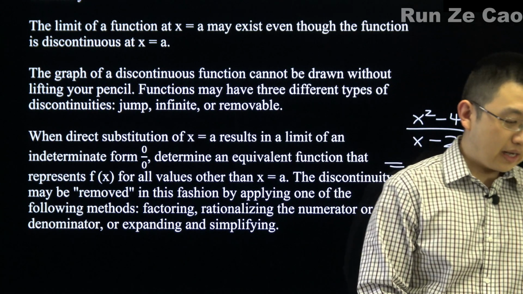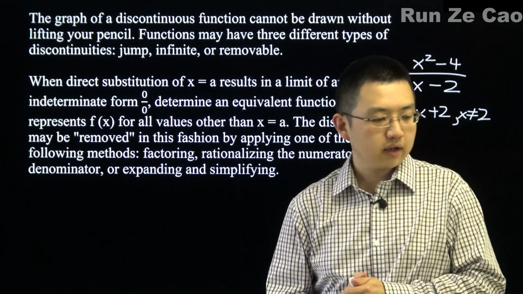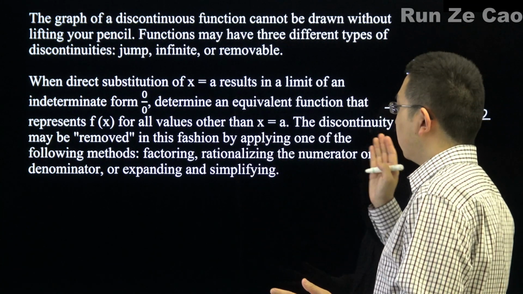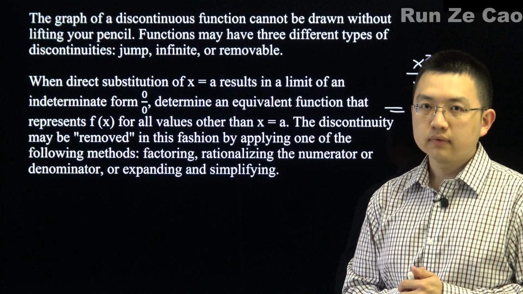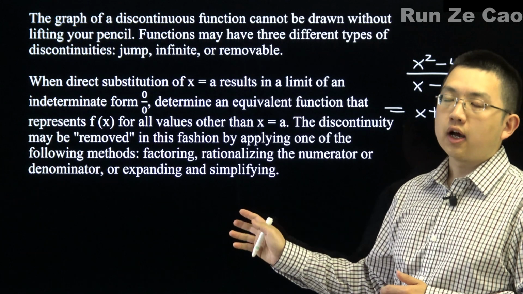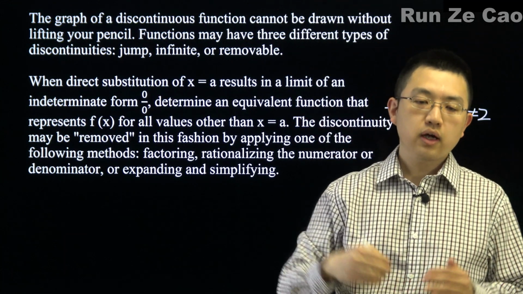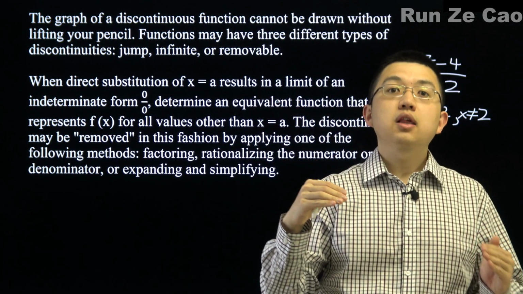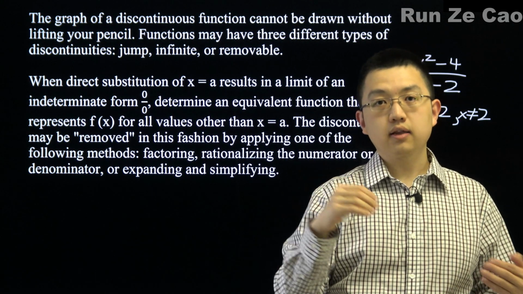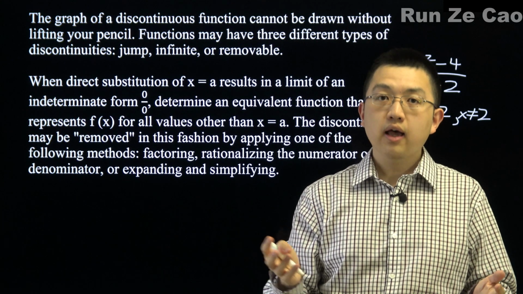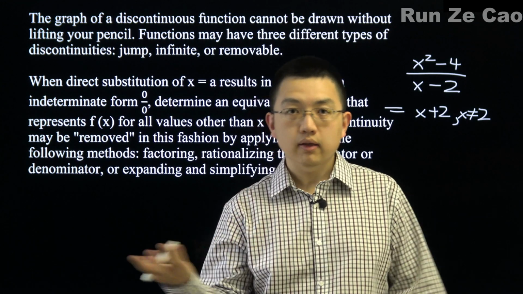On the other hand, if we get 0 over something, then the value is just 0. The discontinuity can be removed, in quote marks, by applying one of the following methods: factoring, rationalizing the numerator or denominator, or expanding and simplifying. It can also be done by certain other methods, such as the one we showed up there, which was reasoning that the ratio between these is approaching 1 as we approach x equals 0. Therefore, as x approaches 0, the limit of the ratio is 1, and that's it.